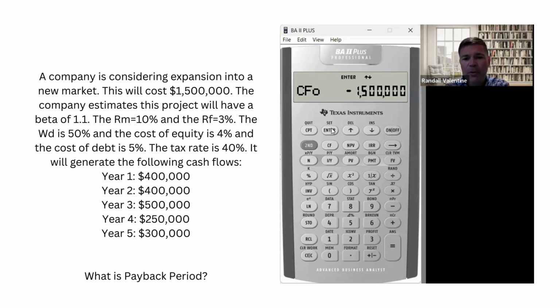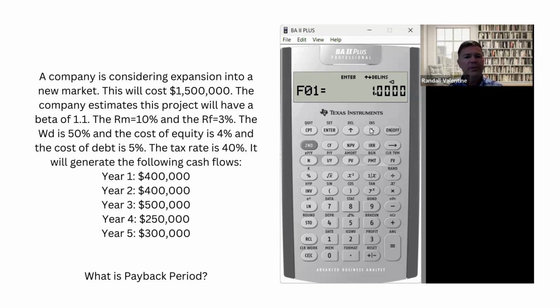After we do that, you hit enter, not the equal sign, but ENTER, and then hit the down arrow. Then you get to C01, and C01 is 400,000. So you enter in 400,000, then enter, and then the down arrow. When you click the down arrow once, it says F01. F01 means the frequency of payments. Like if you're doing a monthly payment, your F01 would be 12, or if it's semi-annual, it'd be 2.